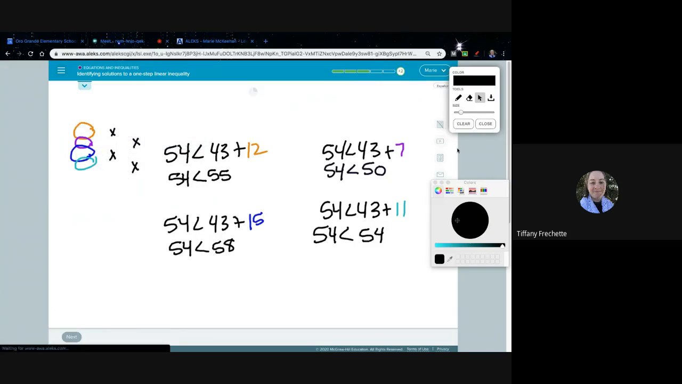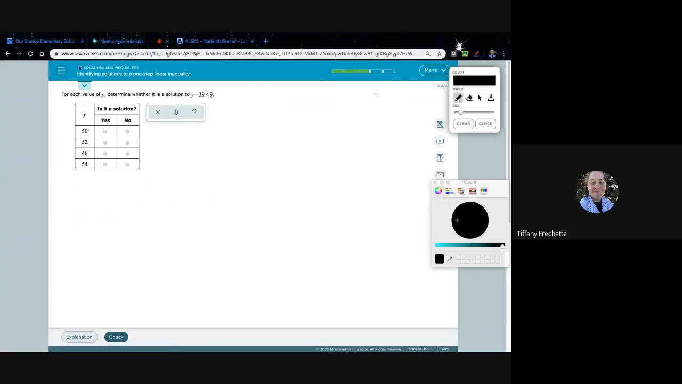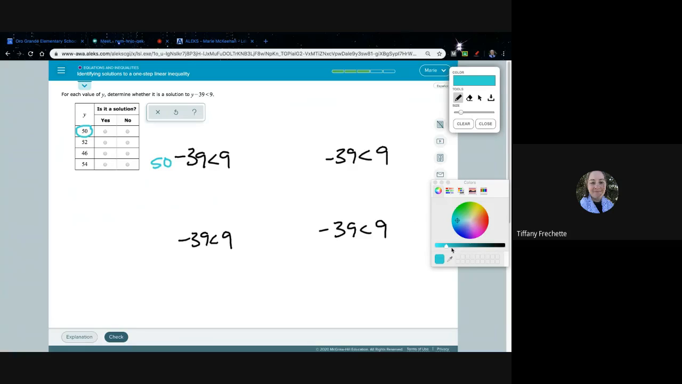All right, one more. So let's clear this. And let's go ahead and write out our equations. So this time we are using y again. So I'm going to leave y off, and I'll plug that back in a moment. All right, so here are my 4 templates all ready to go. So my first y is 50. So I'm going to have 50 minus 39. And let's see, we get 11. 11 is less than 9. Well, that's not true. 11 is bigger than 9, so we're going to check no.